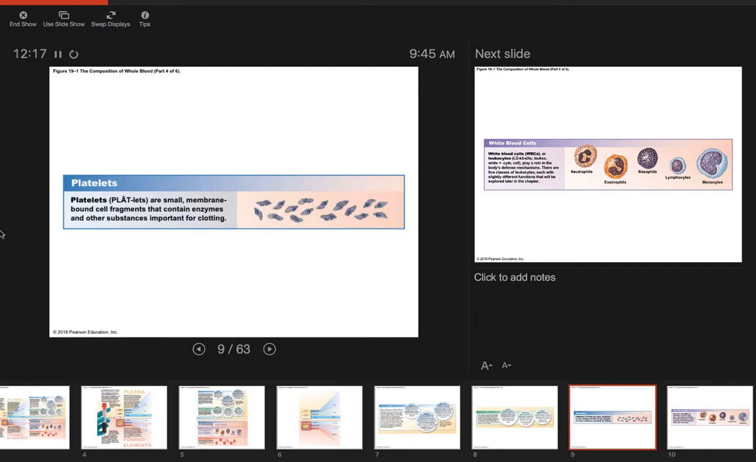And what platelets do, and we'll see this also at the end of the chapter, is that they are involved in the start of blood clotting. They help to form platelet plugs, which will lead to a blood clot. So that's what platelets are, and we'll talk a little bit more about those. Another name for a platelet is a thrombocyte.